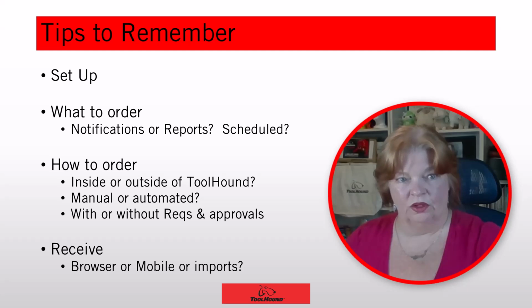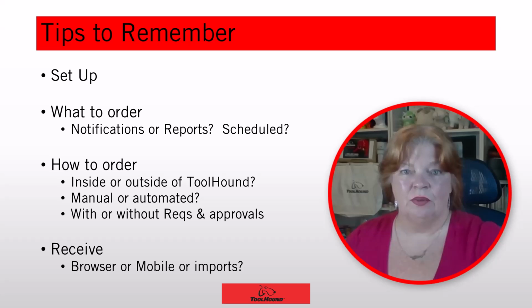How are you going to order? Will it be done inside of ToolHound with purchase orders or outside? Will they be done manually or automated using the Reorder Worksheet? Will you be doing this with or without requisitions and approvals? When receiving, you can use the browser, the mobile app, or even imports, or a combination of all three.